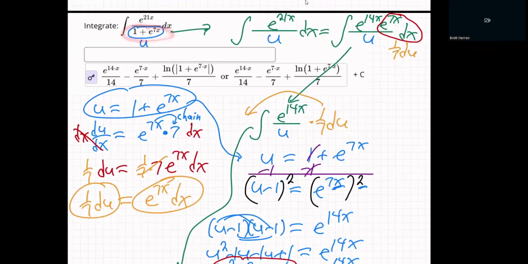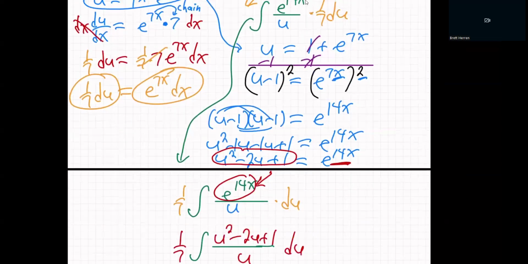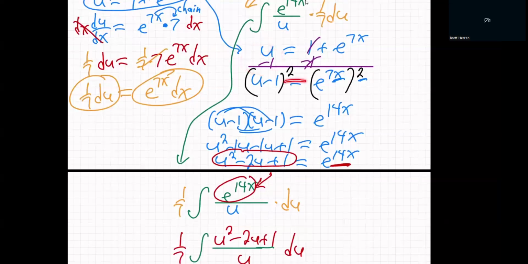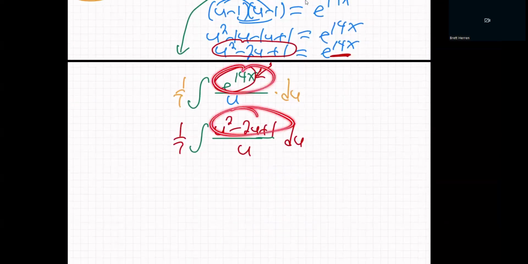I let the u be the denominator, and then I did the derivative stuff, and I found e to the 7x dx is 1/7 of u. So I rewrote that 21x as 14x and 7x, replaced the e to the 7x dx with 1/7 of u right there, but then I still had this e to the 14x. I thought I can come back up here and get e to the 14x in terms of u. So I subtracted the 1 and then squared both sides, and FOILed it out. e to the 14x is u squared minus 2u plus 1.